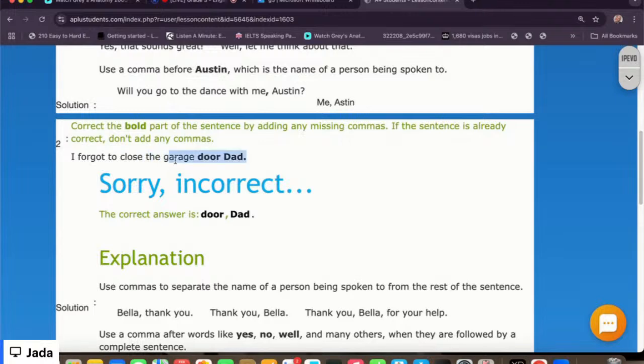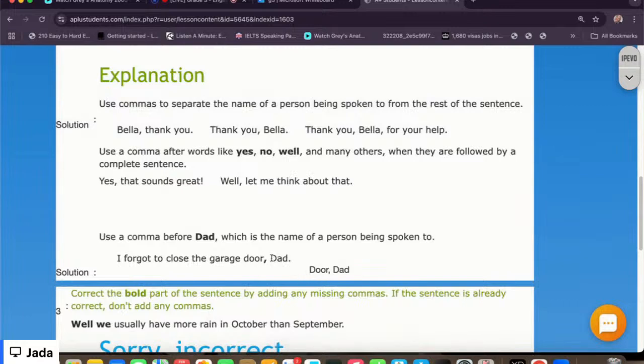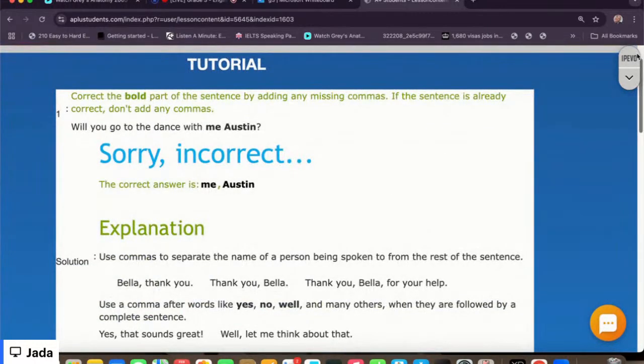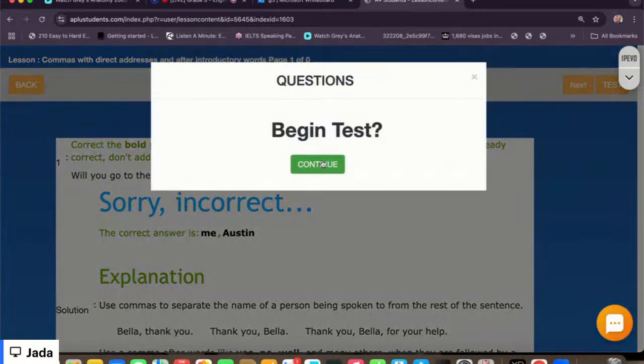And we have, "I forgot to close the garage door, that." So, you have to make sure that you have what? A comma before that. "Well, we usually have more rain in October than September." So, in between well and we, you have to make sure that you put your comma there. Okay, so we'll move on to the test and you all can share your answers with me.